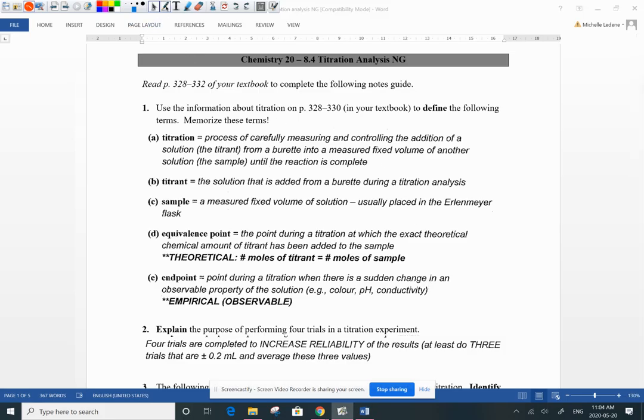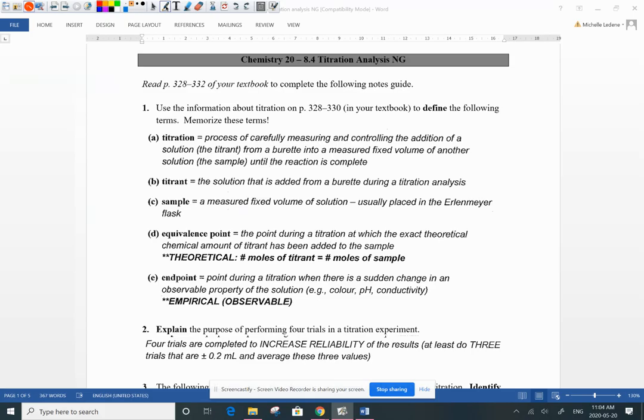I want to talk today about titration and how to do titration stoich. So a couple of definitions from your textbook, and I have a few videos up to help you guys through this material. What is a titration? What is the titrant, the sample?